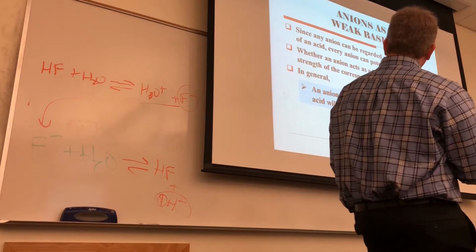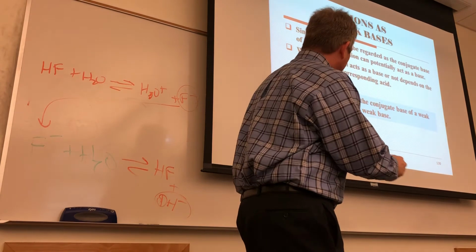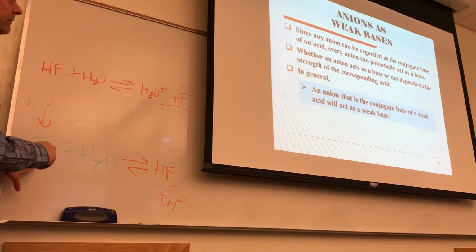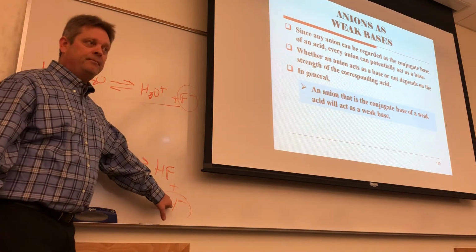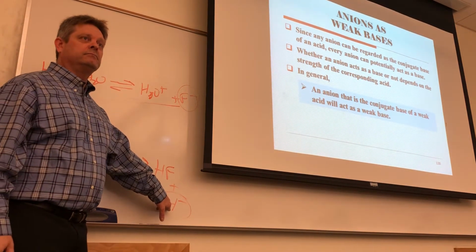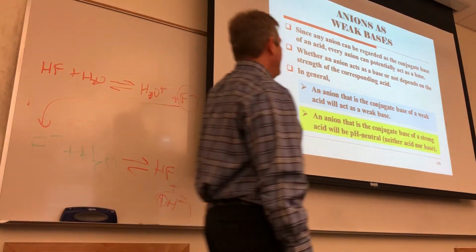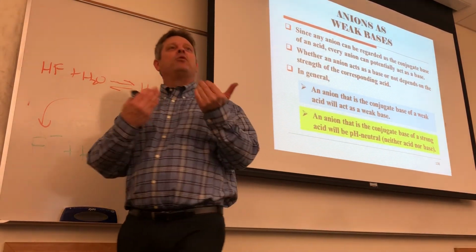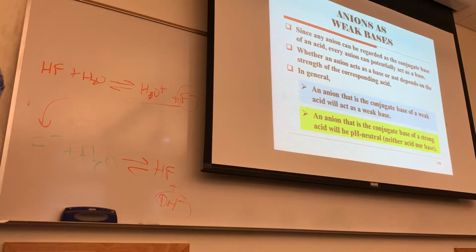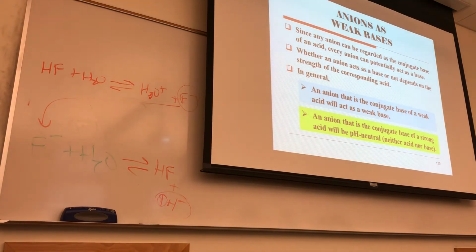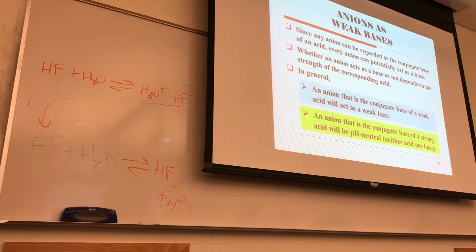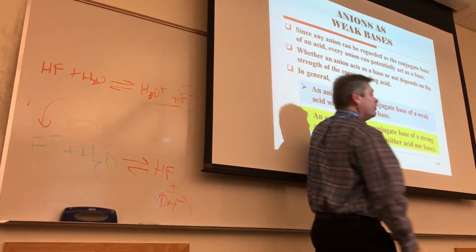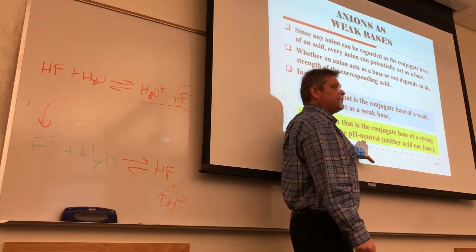Okay. An anion that is the conjugate base of a weak acid will act as what? A base. Okay. An anion that is the conjugate base of a strong acid, and the example was HCl that I gave initially, will act as what? A base, an acid, or nothing? Nothing. And that nothing we define as pH neutral. Okay, so that's all that's saying.